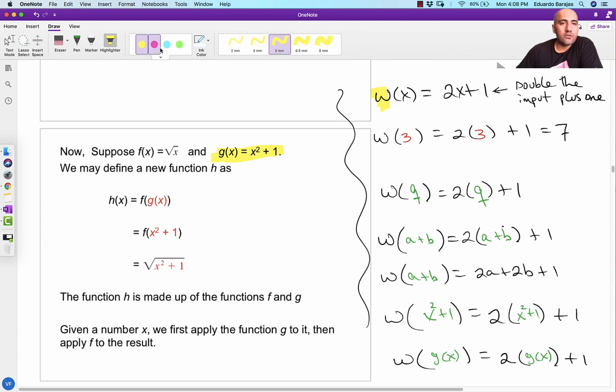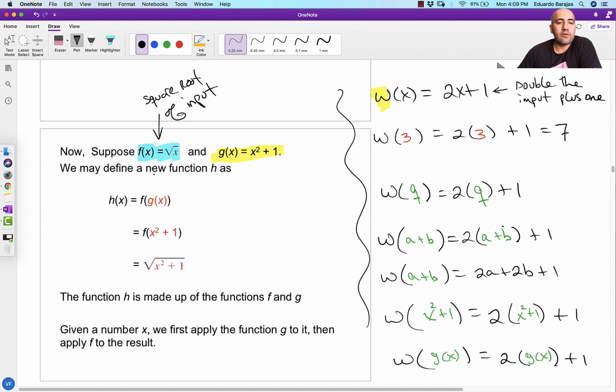So going back to this case, they've defined the function f as the square root of x. They've defined the function g as x squared plus 1. So the way we're supposed to interpret these, this is saying the square root of the input, right? Give me an input, I'm going to take the square root of it, that's going to be your output, right? Whereas this one's saying that when you give me an input, I'm going to square the input and add 1.